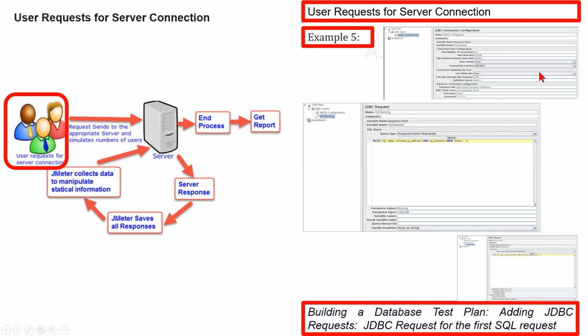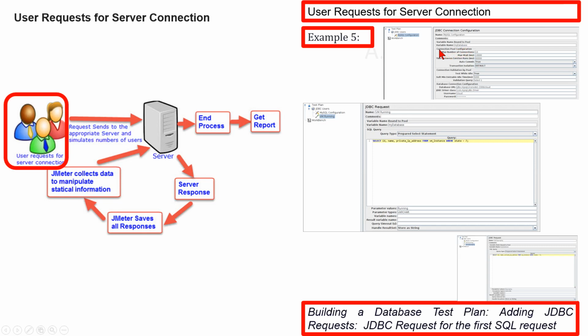This is the JDBC configuration. Set up the following fields. This assumes we will be using a MySQL database called Cloud. The variable name, here my database, is bound to pool. This needs to uniquely identify the configuration. It is used by the JDBC sampler to identify the configuration to be used.